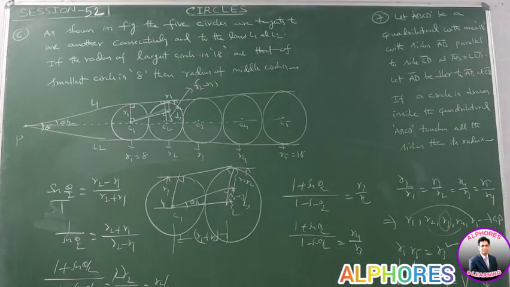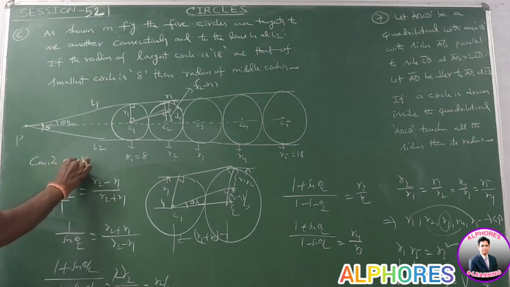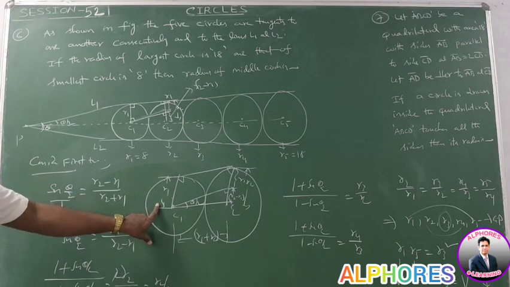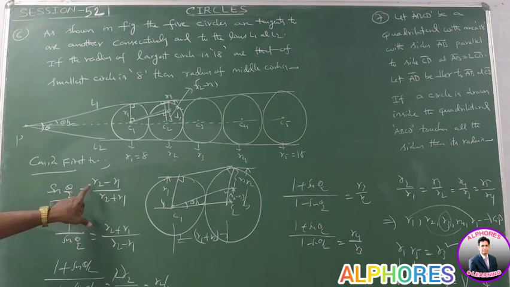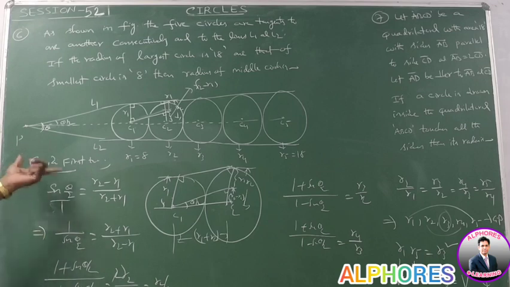Please note this diagram. Proof: consider the first two circles. Sin theta by 2 is equal to R2 minus R1 by R2 plus R1. A by B is equal to 1 by 2, B by A is equal to 2 by 1. Reverse this ratio: 1 by sin theta by 2 is equal to R2 plus R1 by R2 minus R1. By using componendo and dividendo, we get R2 by R1.